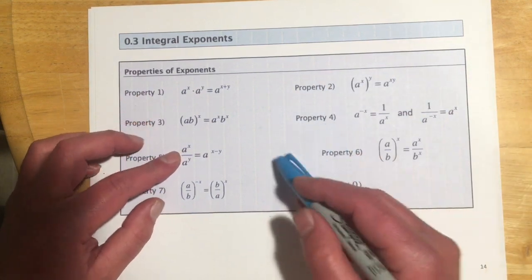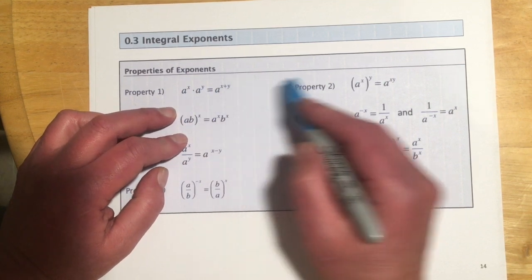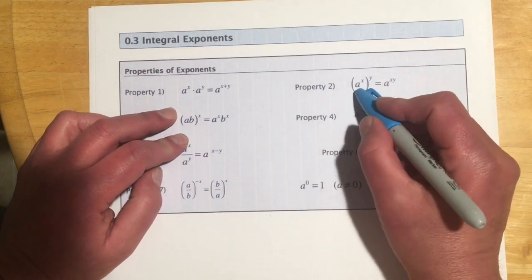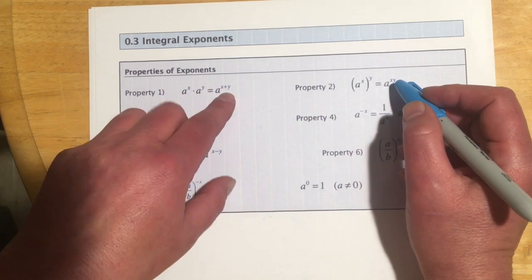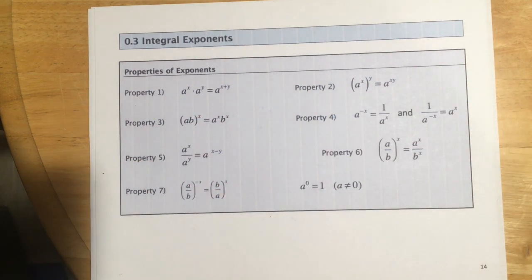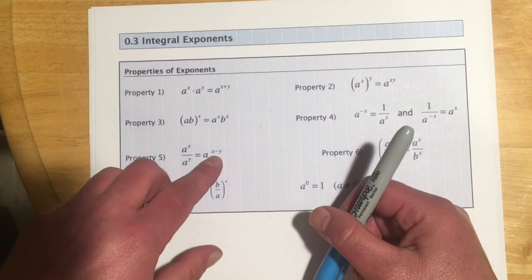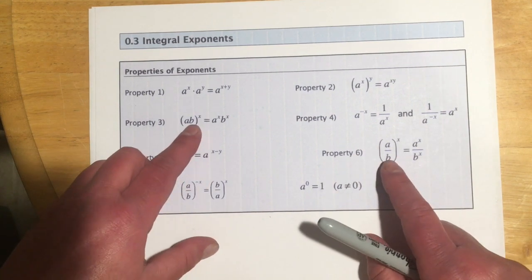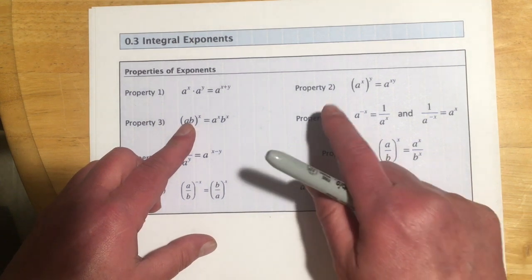5, and probably 4. So for property 1, when we're multiplying, we add exponents, which gets confused a lot with property 2, where when we're raising to a power, we multiply exponents. So multiply means add the exponents, and then raise to a power means multiply the exponents. And then property 5 down here is the division one, and for division we subtract exponents. These two just pretty much say anything inside parentheses gets the exponent.